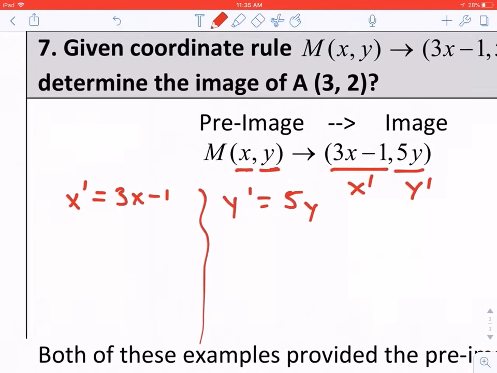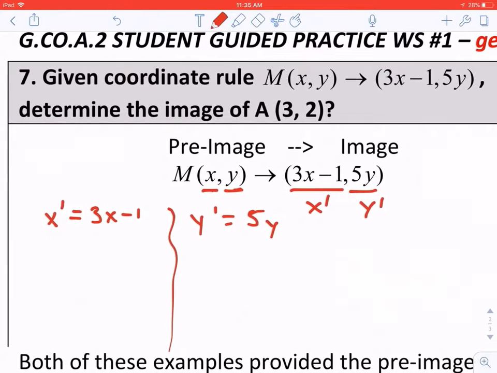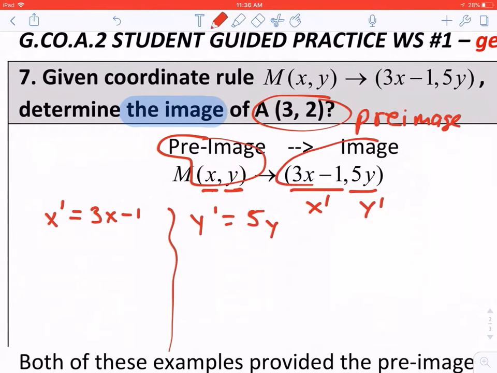Then, if you look at the question, it says determine the image. You're supposed to find the image. That means that this right here is the preimage. The preimage is the x and y value. So let me just make sure that we are completely, well, it says it right here. Preimage is x and y, and the image is this.